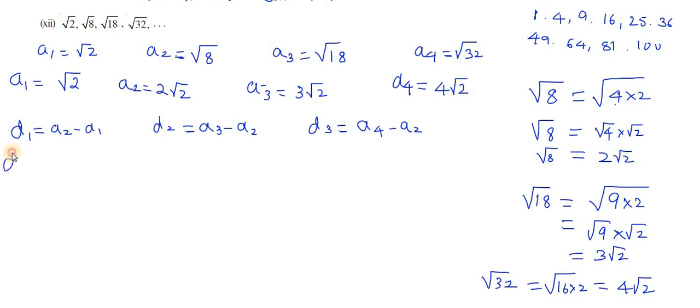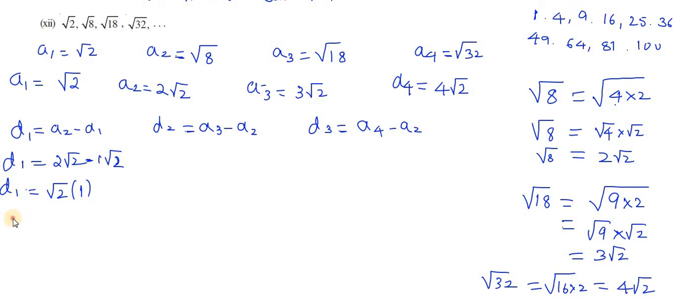So therefore d1 is equal to a2. What is a2? a2 is nothing but, just now we found here, 2 root 2 minus here this is 1 root 2. Okay, yesterday I discussed about this. So here root 2 is there. If root 2 is common, we can take out root 2 as common. So what is the remainder?